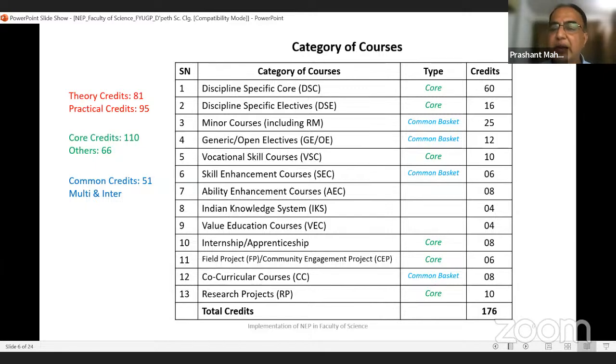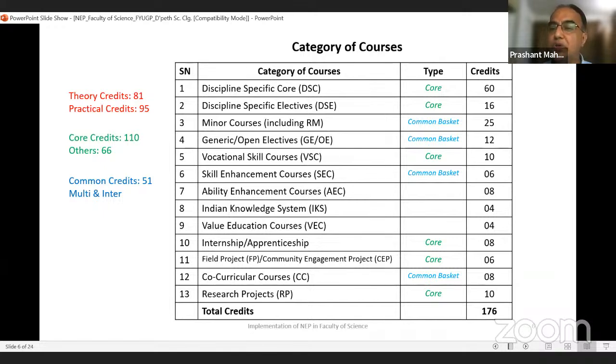Let us now see some interesting facts out of this consolidated table. On the left side of the table in red color, you must be observing that the total credits for the theory courses, meaning the classroom teaching, is 81, and total practical credits are 95. This draws an inference that the number of credits given to theory courses is less than the number of credits given to practical courses.